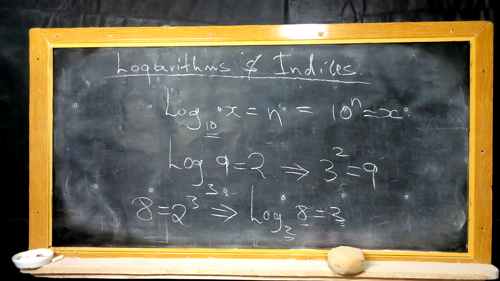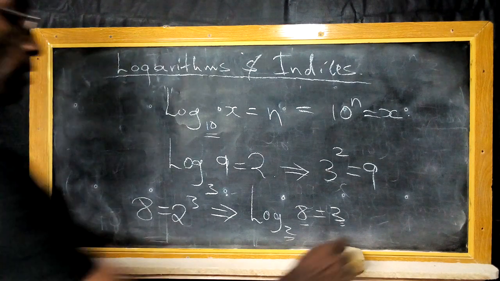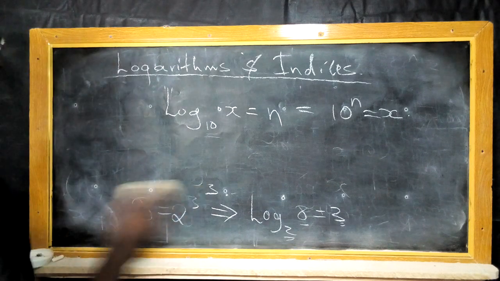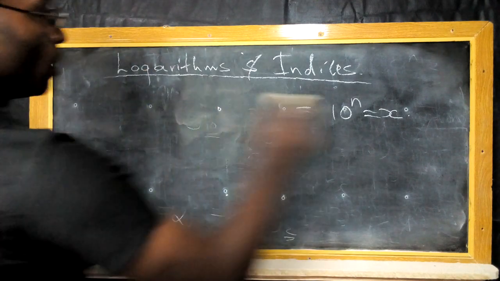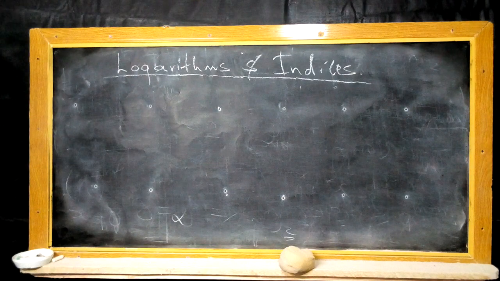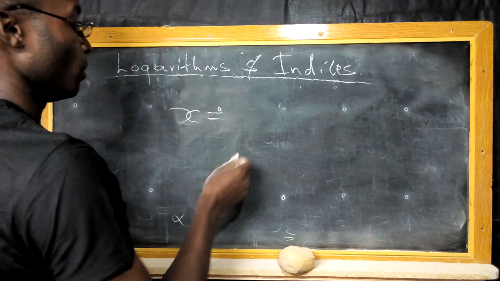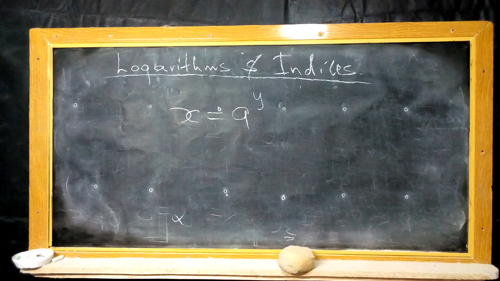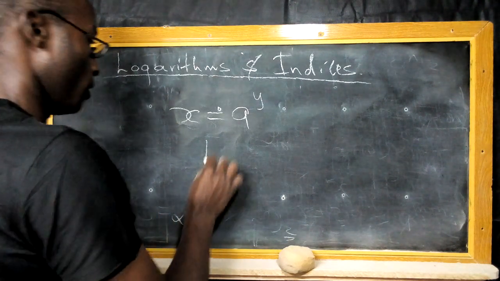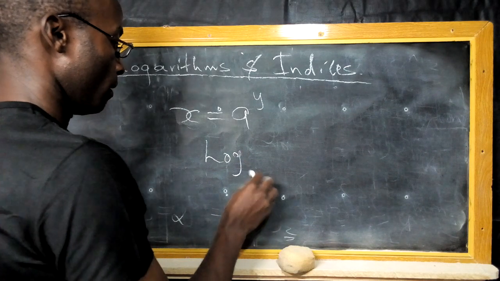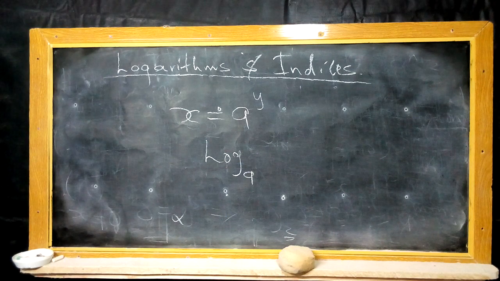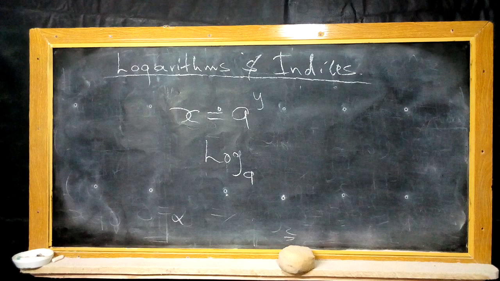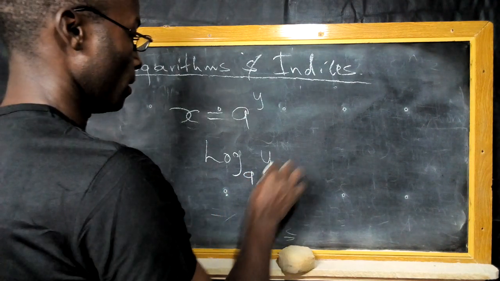So in this case, it's a general formula for that, and generally we can say that given a number x is equal to a raised to power y, then we can say that log to base a of x is equal to y.